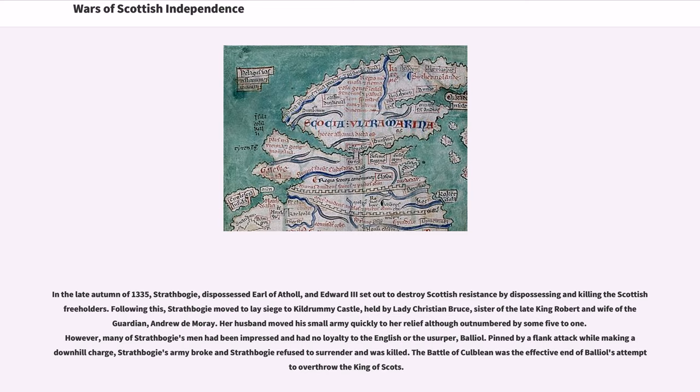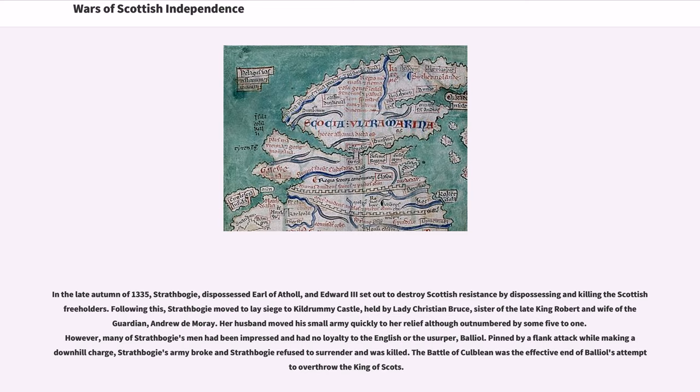In the late autumn of 1335, Strathbogie, dispossessed Earl of Athol, and Edward III set out to destroy Scottish resistance by dispossessing and killing the Scottish freeholders. Following this, Strathbogie moved to lay siege to Coldrumie Castle, held by Lady Christian Bruce, sister of the late King Robert and wife of the guardian, Andrew de Moray.